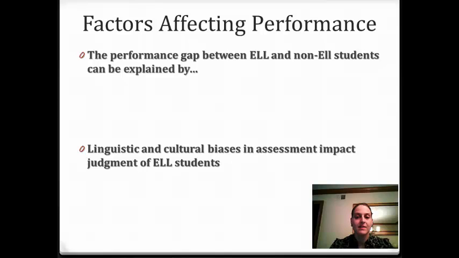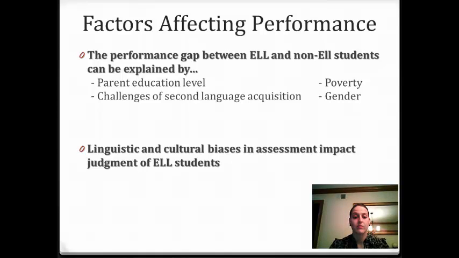Okay, let's talk about some factors affecting performance. So the performance gap between ELL and non-ELL students can be explained by the following. Parents' education level, poverty, for example, the socioeconomic status of the student, challenge of second language acquisition, right? Remember that it's all about exposure, opportunity, and input, right? How much experience they had with the language, and students have different experiences or opportunities for language learning.